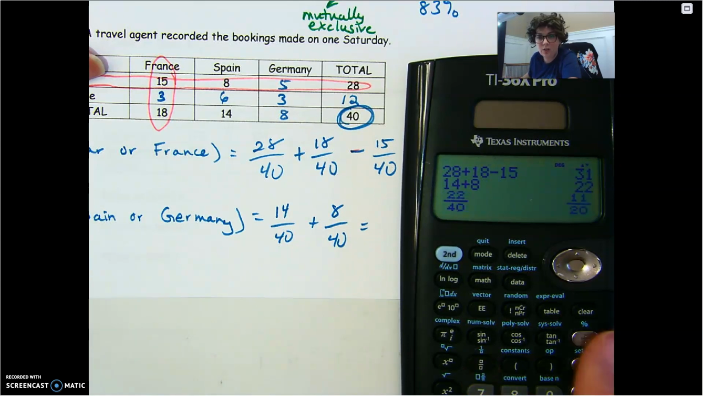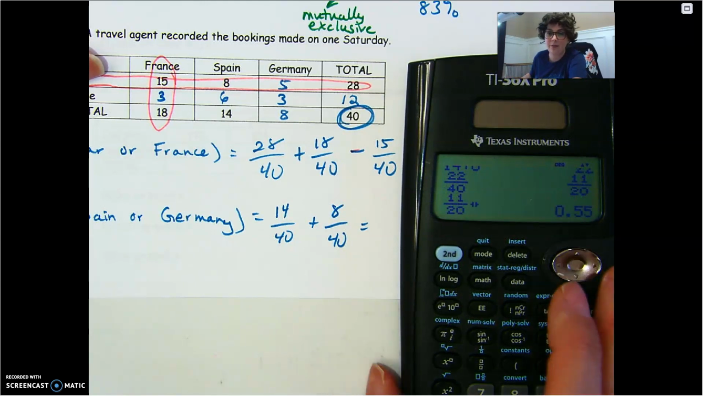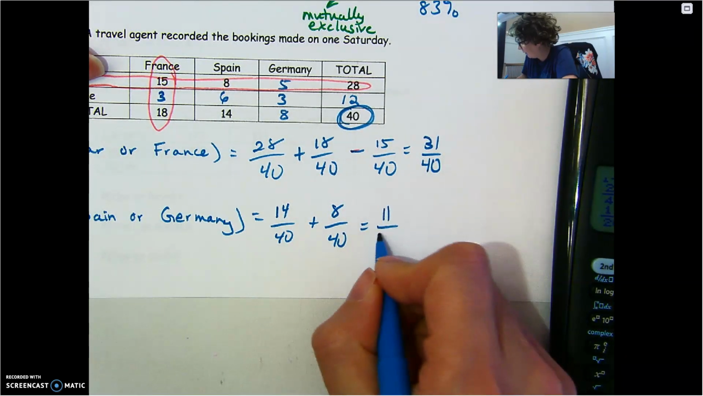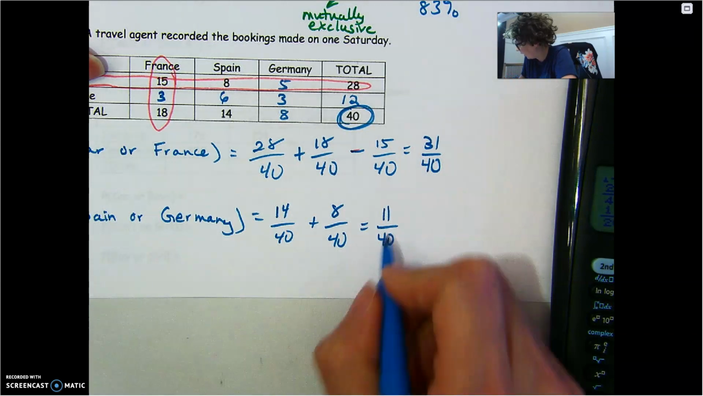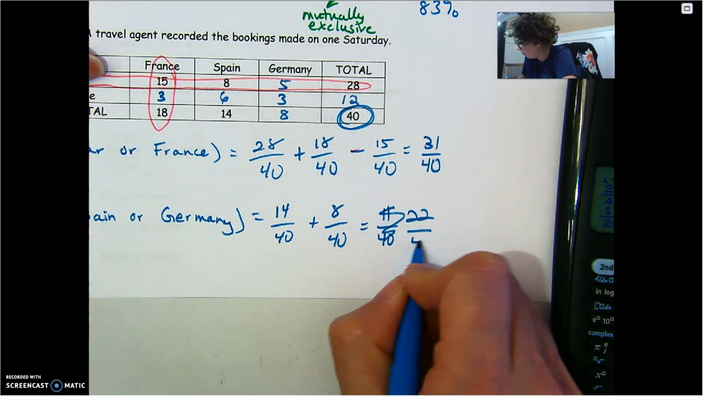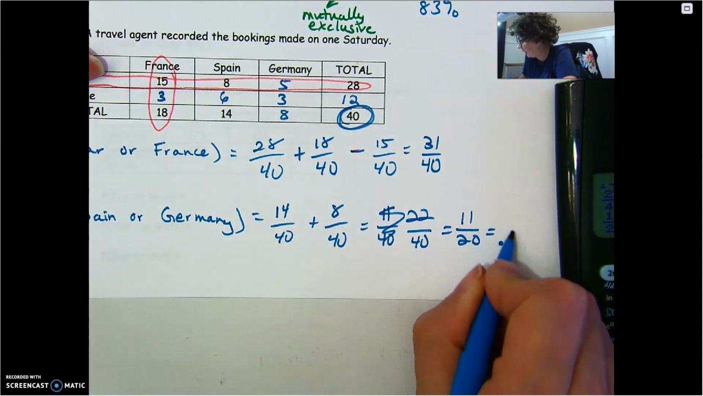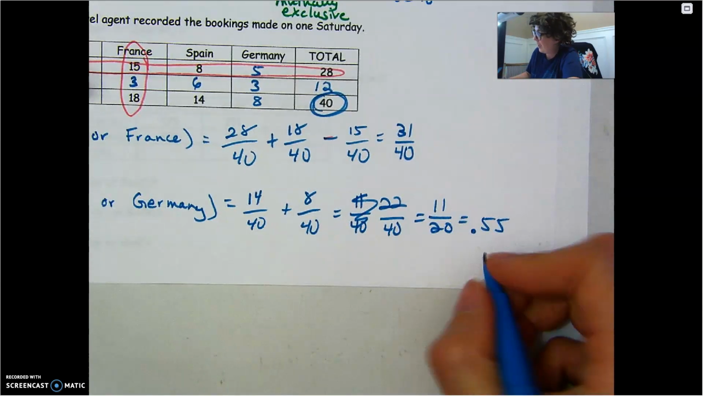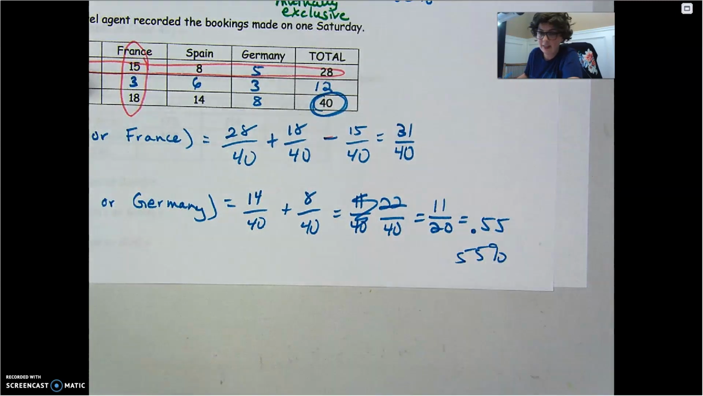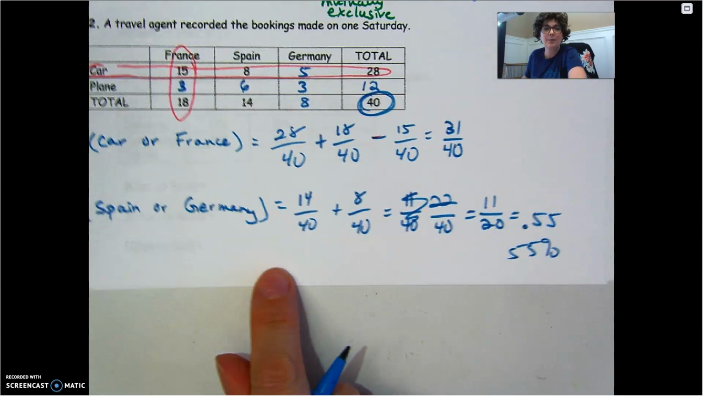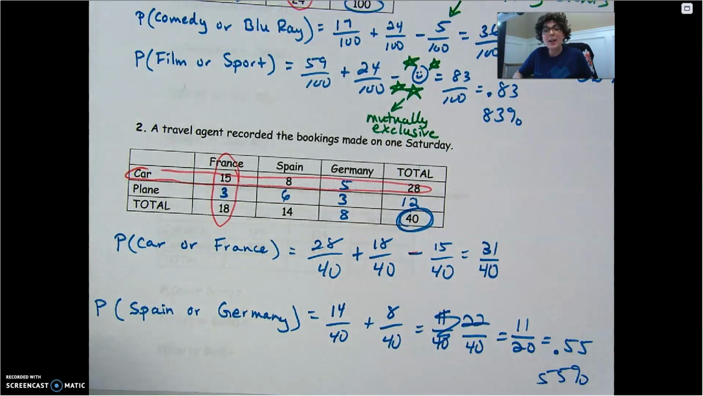So 22 out of 40 or 11 over 20 or the decimal equivalent 0.55. Oh, just kidding. 22 over 40, which reduces to 11 over 20, which is the decimal equivalent 0.55, or you could say 55%. So many options. So there you go. I've done 1 and 2.